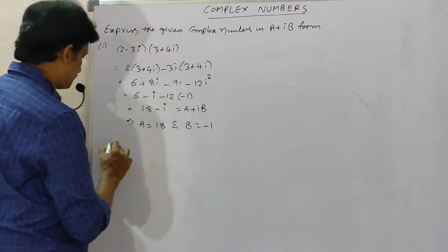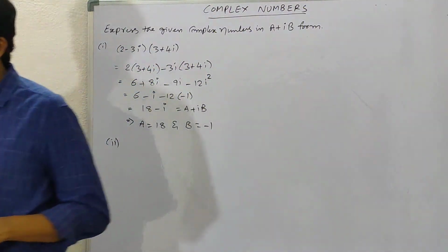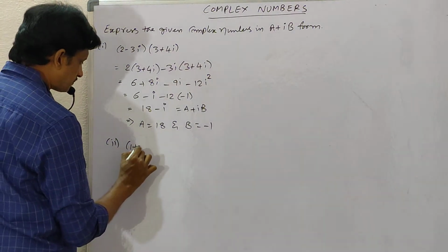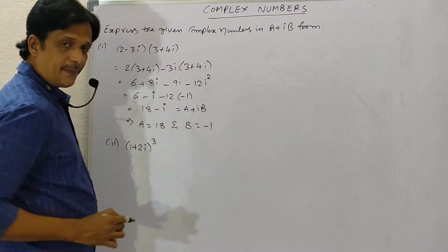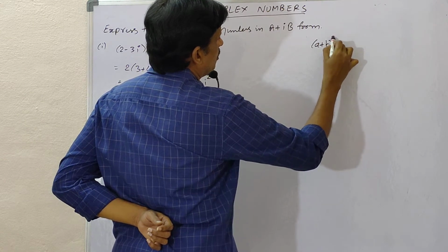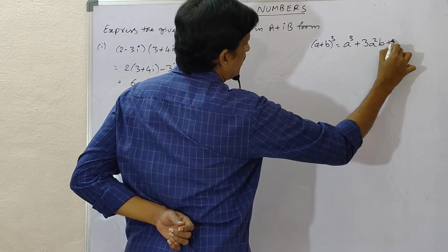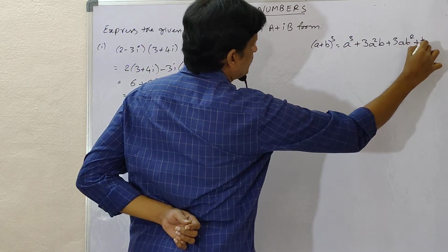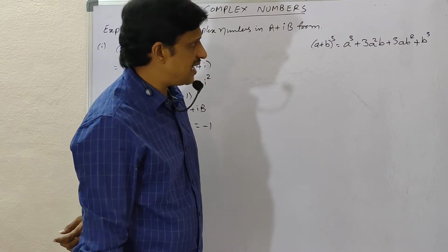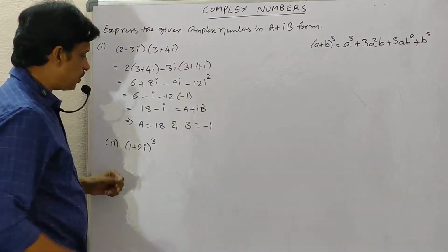Now the next one. Express the given complex number in the form of a plus ib again. Here the second one is 1 plus 2i whole cube. It is in the form of a plus b whole cube. So a plus b whole cube is equal to a cube plus 3a square b plus 3ab square plus b cube. This is the expansion of a plus b whole cube. So use that expansion and write this 1 plus 2i whole cube.